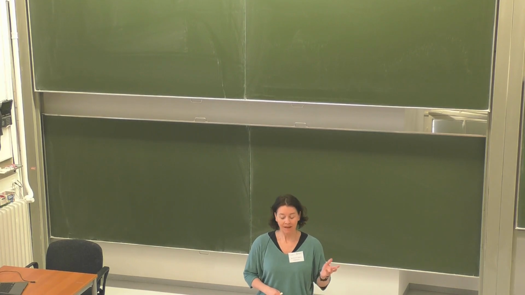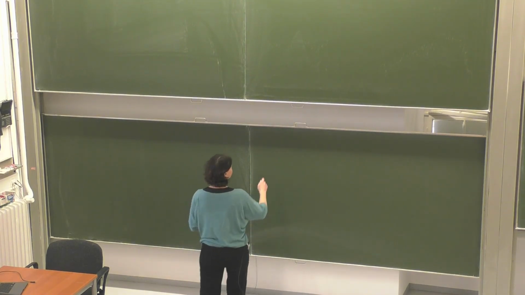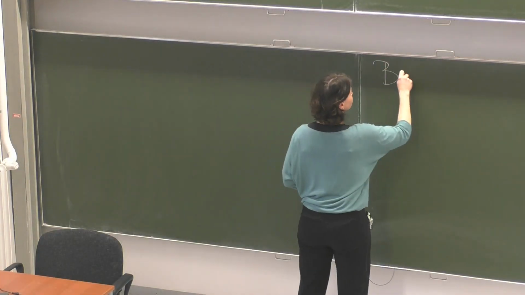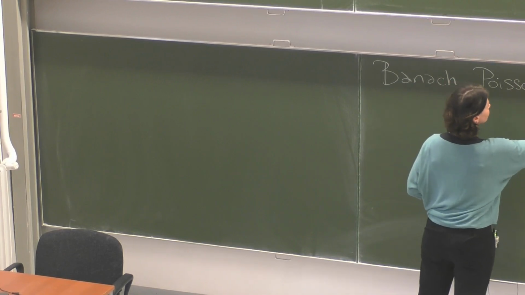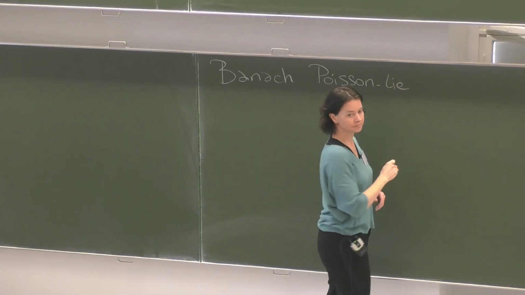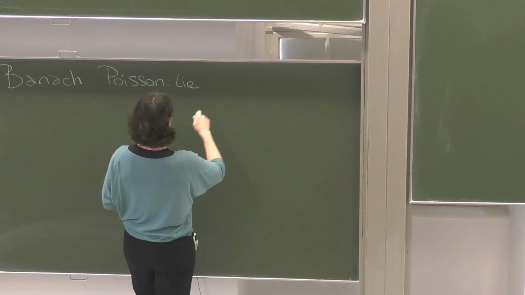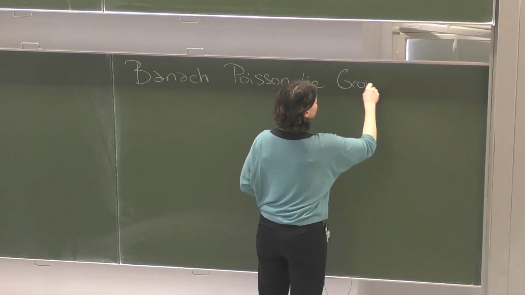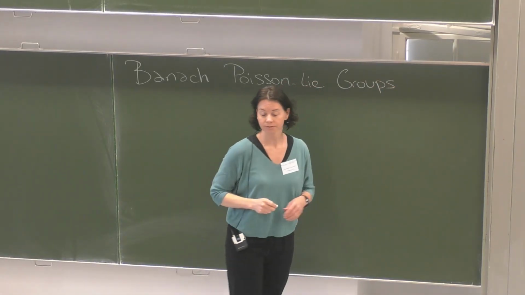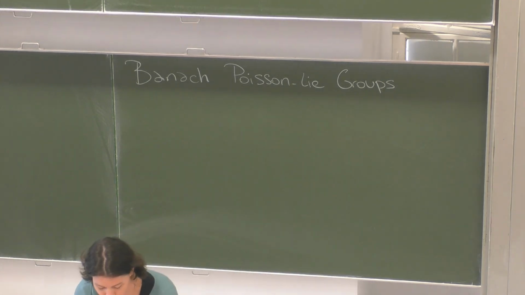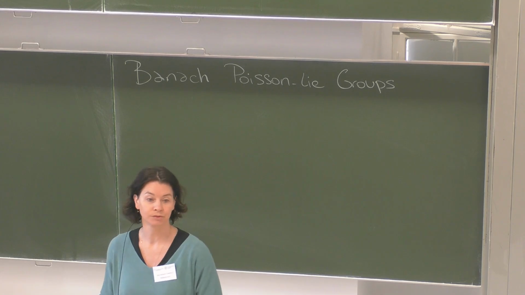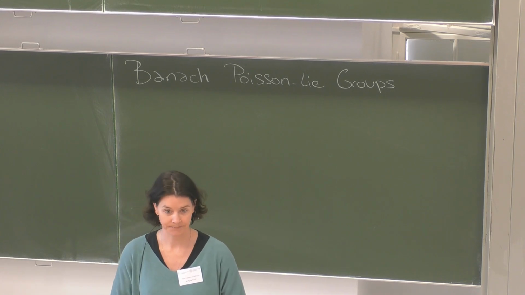I will talk about Banach Poisson-Lie groups. So this is supposed to be a tutorial, so it's really the basics of it. I will start on the blackboard for half of the talk, or half of the tutorial, and then I will switch to some slides. Okay?